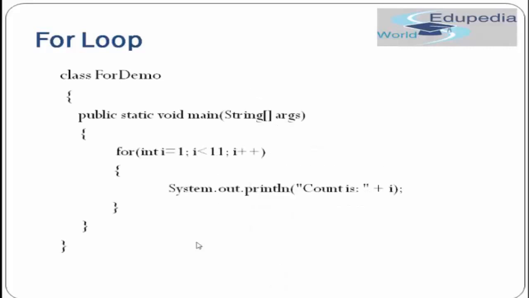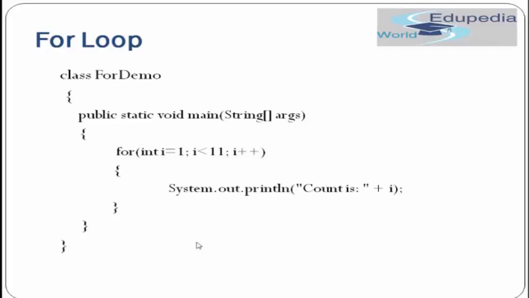Now let's see an example. There's a class for demo. In that there's a method, public static void main. Inside that method we have a for loop. The syntax of the for loop is the for keyword, and inside the brackets we write three sections.